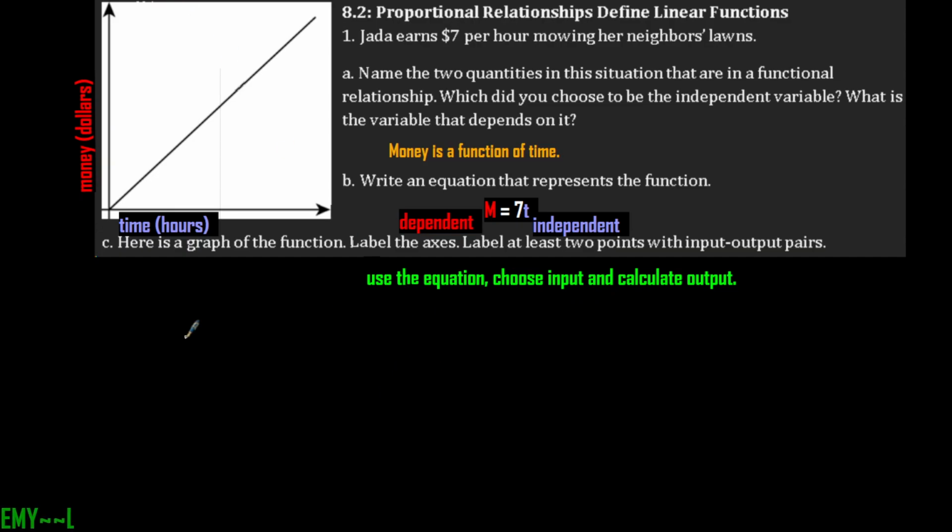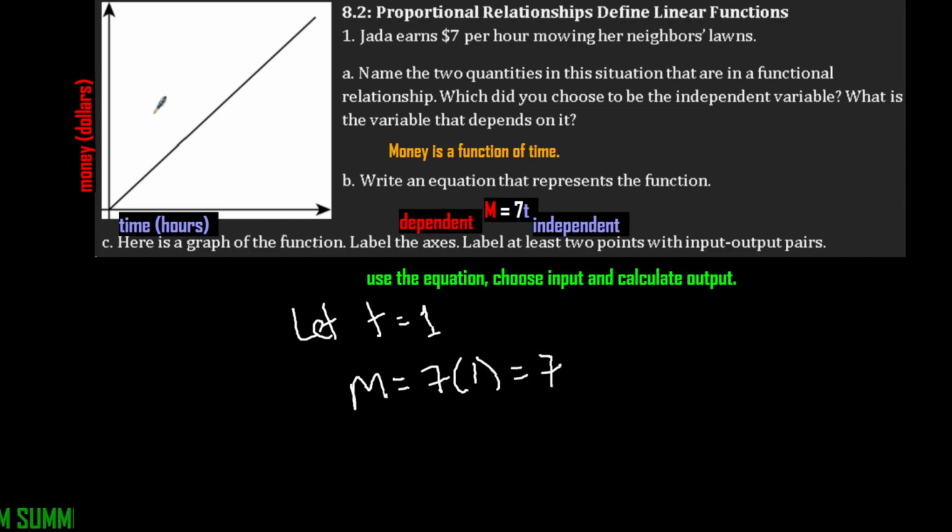If we let t equal 1, what does that look like for our function? Well, we have m equals 7 times 1, which is equal to 7. Then we plot that point on the graph. We know it has to be a point on the graph, so this point is going to be 1, 7.